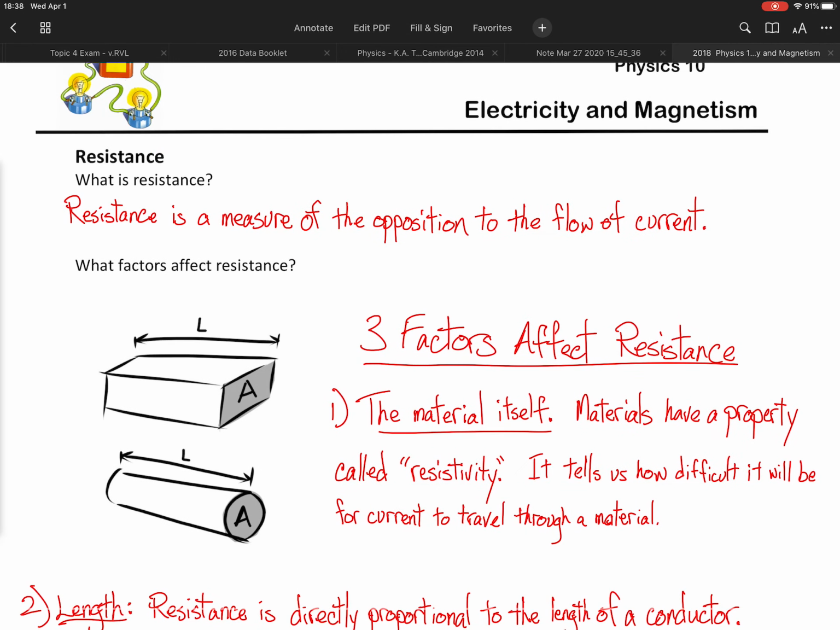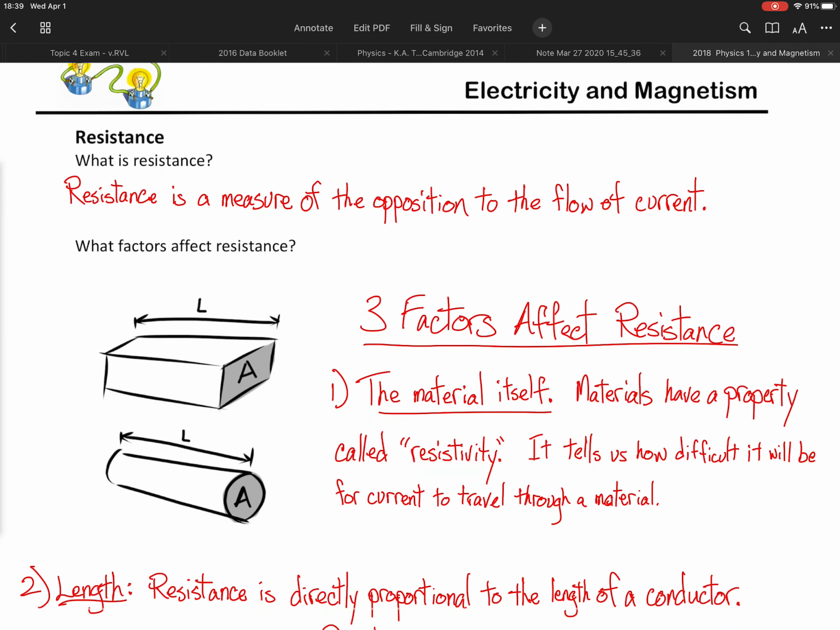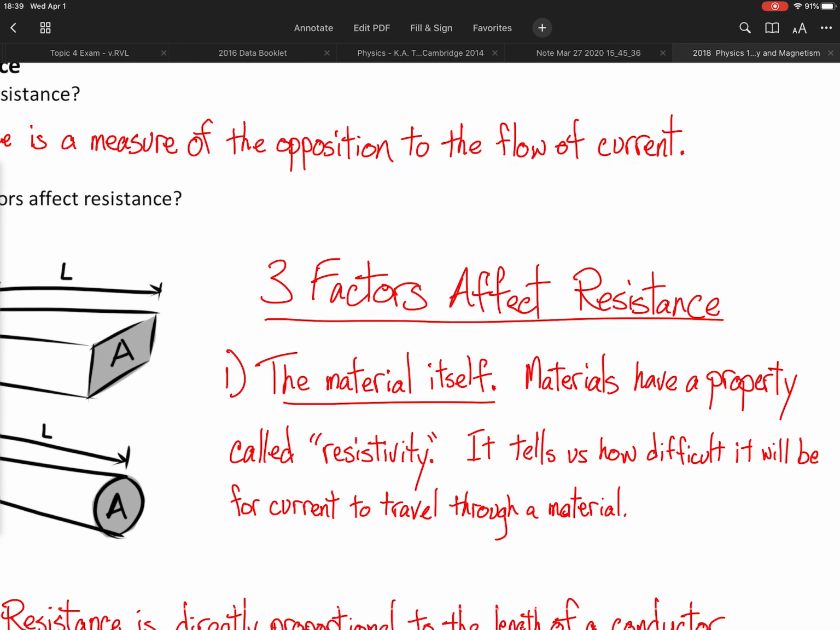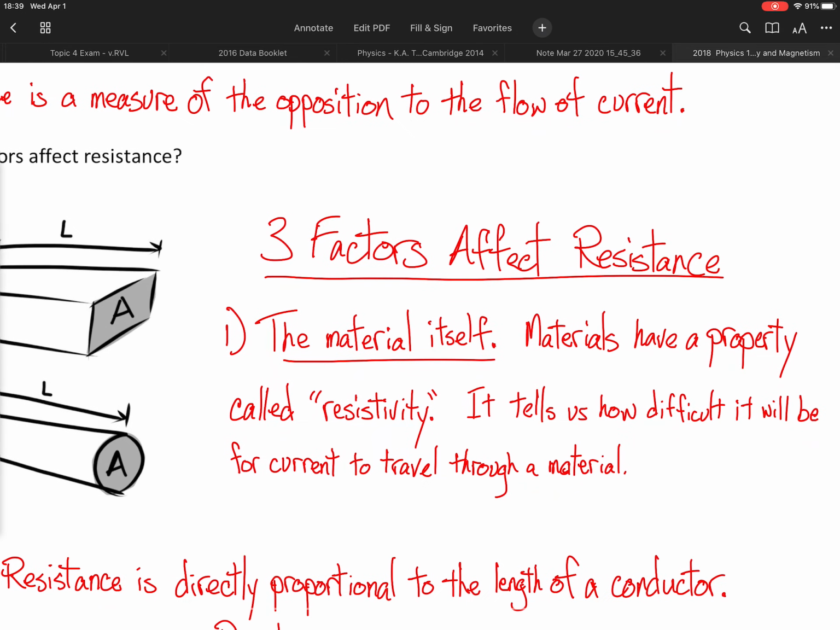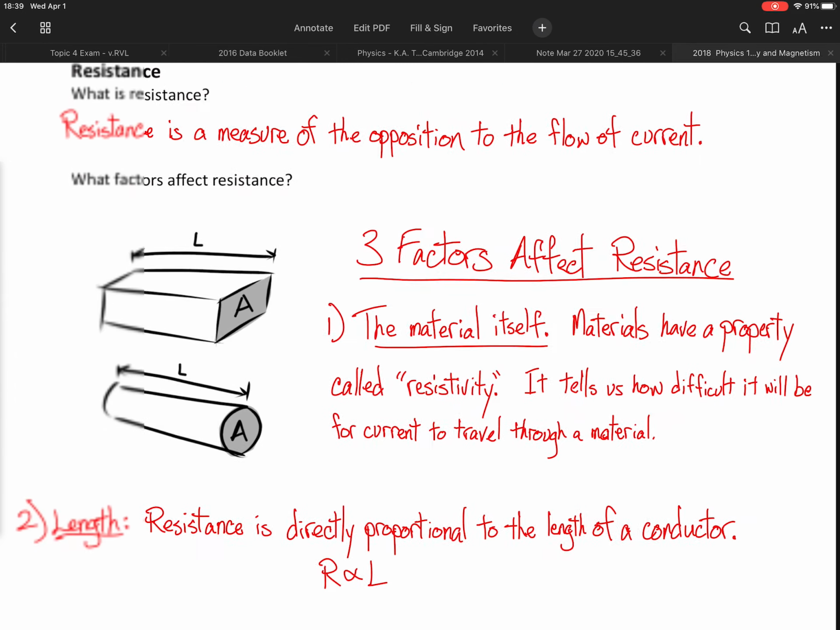So here they are. The first factor that affects resistance is going to be the material itself. And materials have a property called resistivity. It's not the same thing as resistance, although they are related. It basically is going to tell us how difficult it is for current to travel through a material. There are a couple of other factors, though, in addition to resistivity.